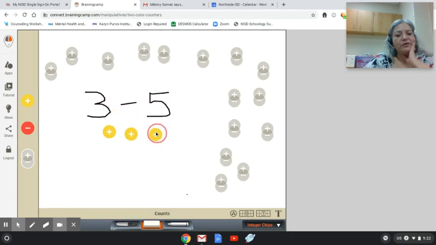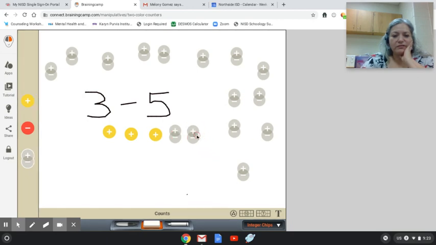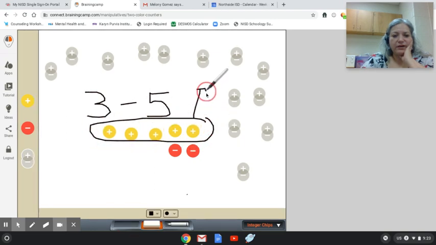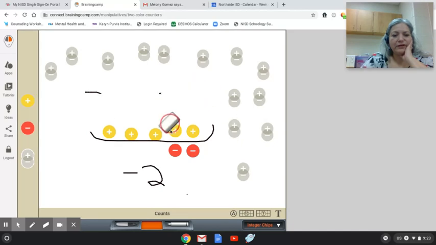But I need to take away 5. So that means I have 3, but I need 2 more positives in order to solve this. So I'm going to put my 2 positives. Okay, break it up. So now I could take away the 5 positives, and I'm left over with -2. So let's see if you could predict the next one, because I am hoping you're getting the hang of it and seeing the way it's working.